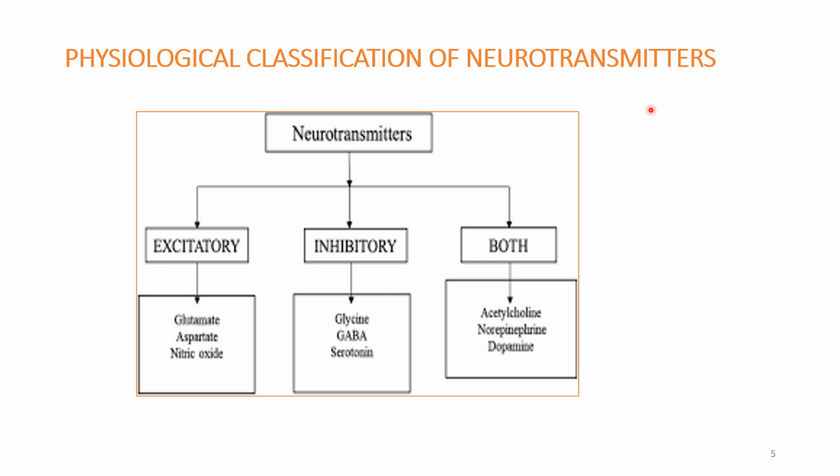Now coming to the physiological classification of the neurotransmitters. They are classified into excitatory, inhibitory, and both. Excitatory neurotransmitters consist of glutamate, aspartate and nitric oxide. Inhibitory ones include glycine, GABA and serotonin. Both inhibitory and excitatory effects are shown by acetylcholine, norepinephrine and dopamine. So this is the physiological classification.